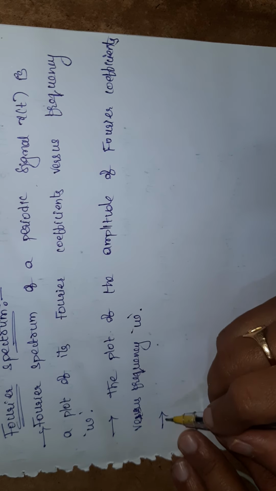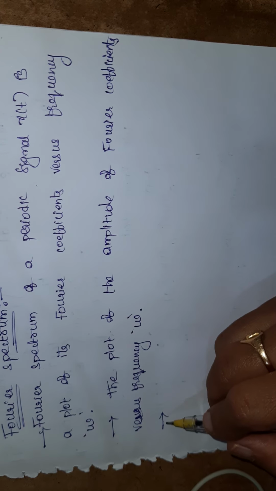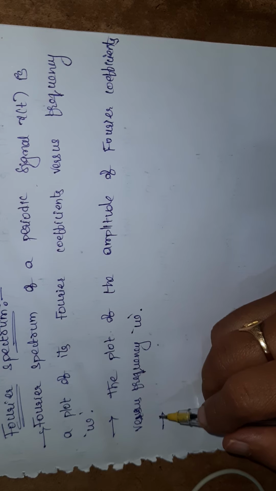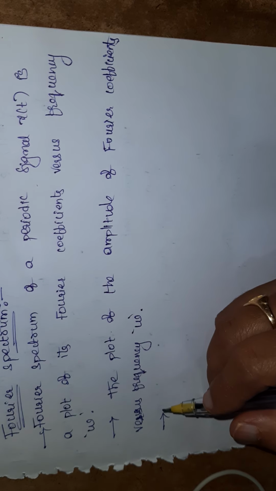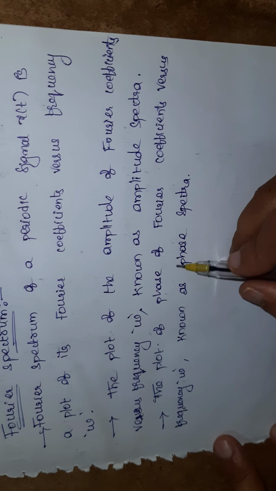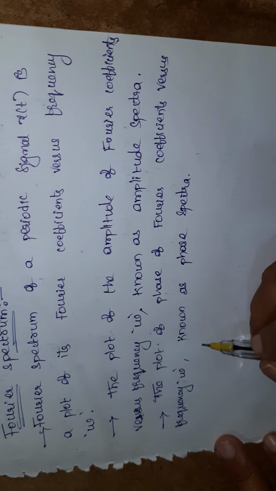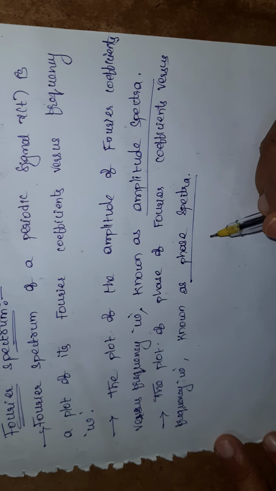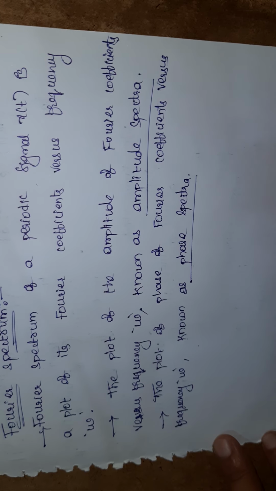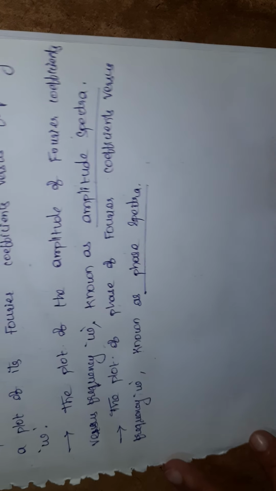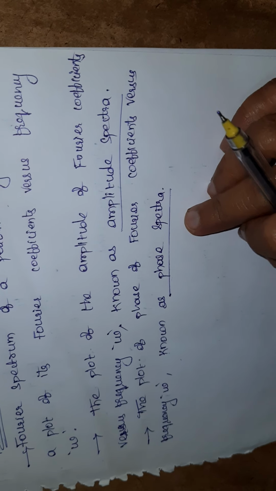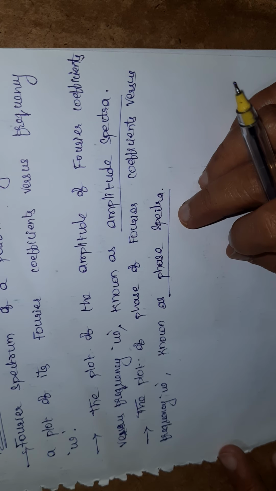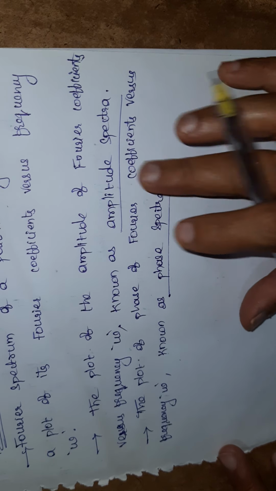Similarly, what is phase spectrum? Phase spectrum is nothing but a plot of phase of Fourier coefficient versus frequency. The plot of phase of Fourier coefficient versus frequency omega is known as phase spectra. Amplitude spectra and phase spectra, these two plots together are known as frequency spectra of the function x of t.